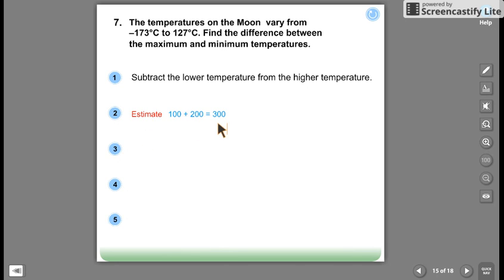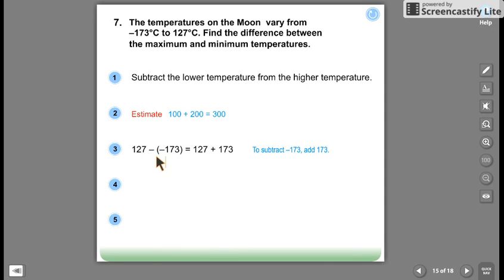The first thing they did was set up an estimate. They estimated 127 to be 100 and 173 to be about 200. So they think it should be a difference of about 300. So let's see if our estimation is correct. All right, so we're going to subtract the higher temperature minus the lower temperature. So 127 minus negative 173.